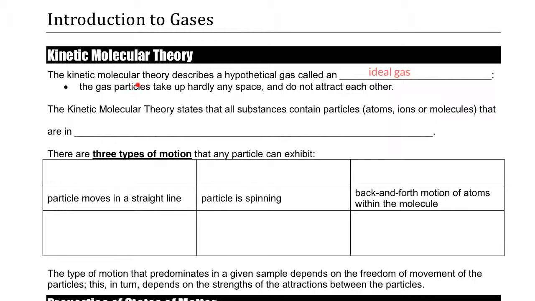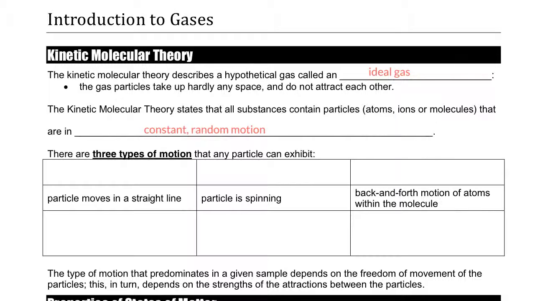So along with gas particles taking up hardly any space and not being attracted to each other, the big idea in kinetic molecular theory is that these particles are in constant random motion. Constant in the sense that these particles are always moving, random in the sense that particles can move left, right, up, down, any direction, every which way, and they're just zipping around in whatever container they are in. And when they hit each other or hit the sides of the container, they just bounce back.